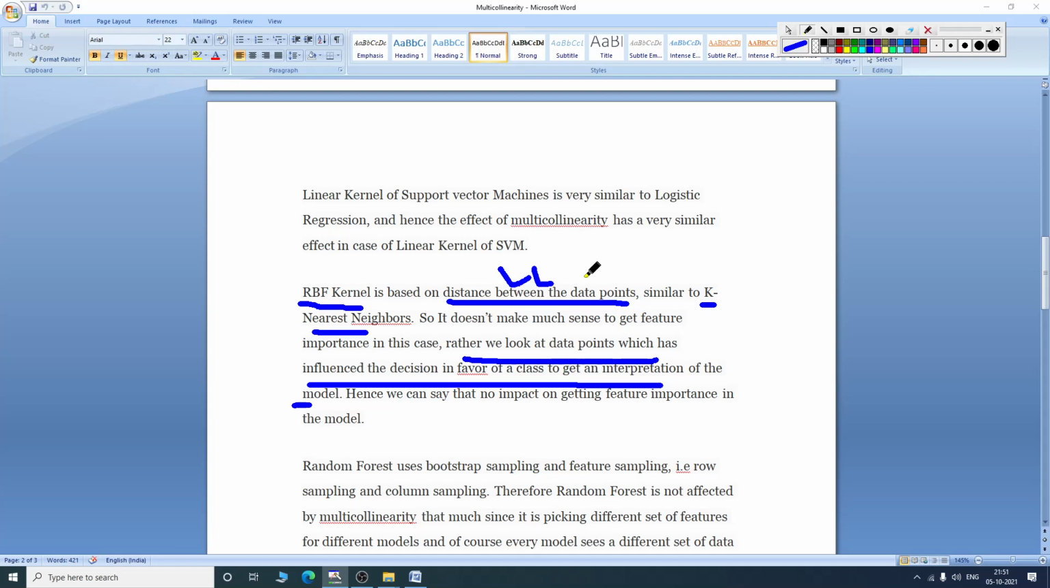So multicollinearity doesn't matter here because we don't see the data points exactly, we see the distance matrix, so there is no impact in getting feature importance. So RBF kernel and k nearest neighbor, KNN, are not impacted by multicollinearity.